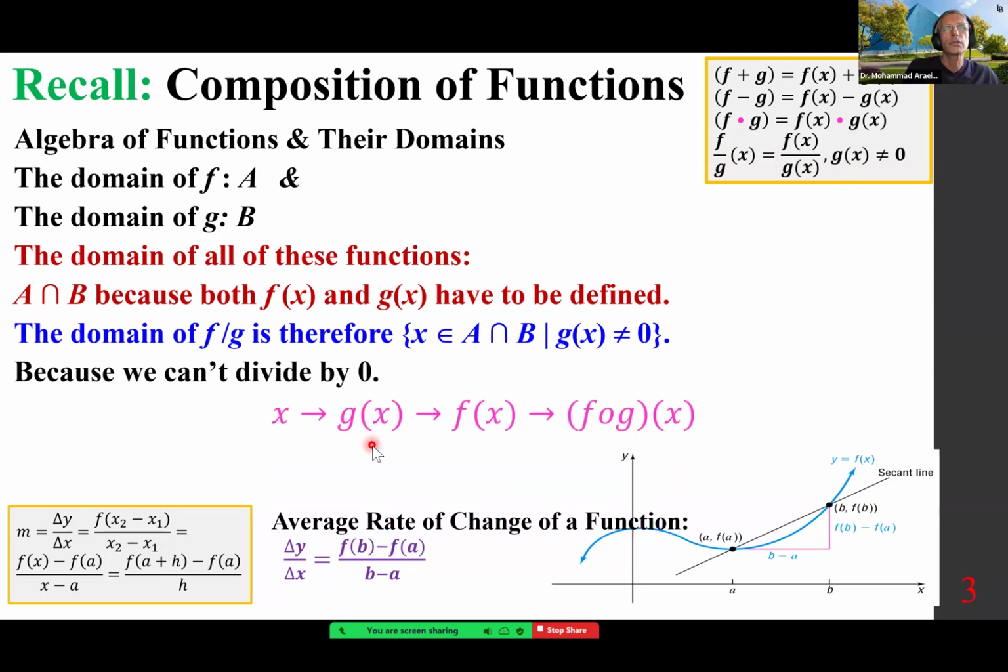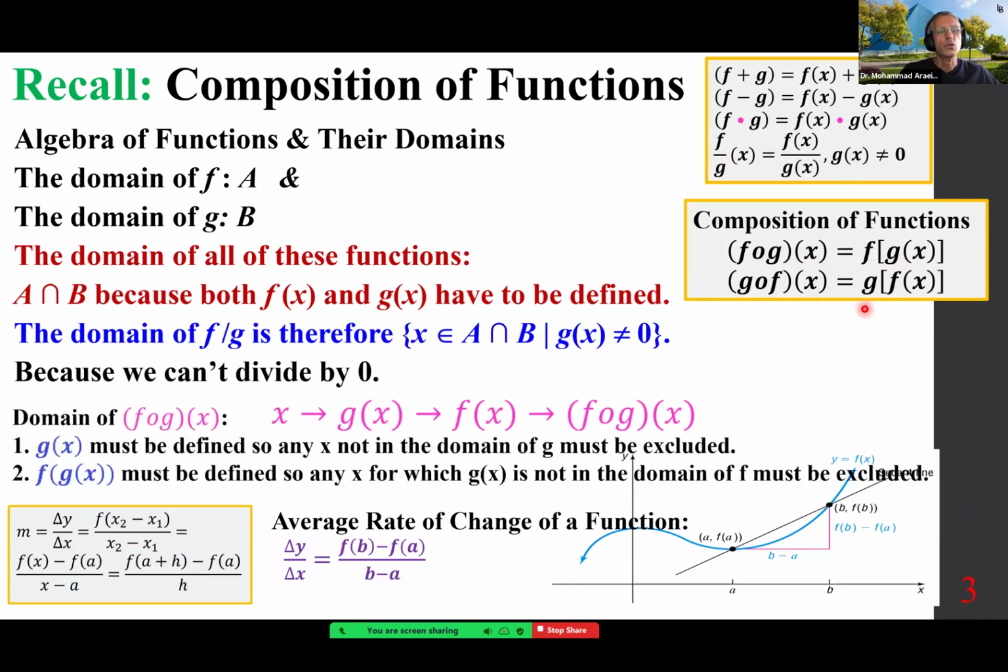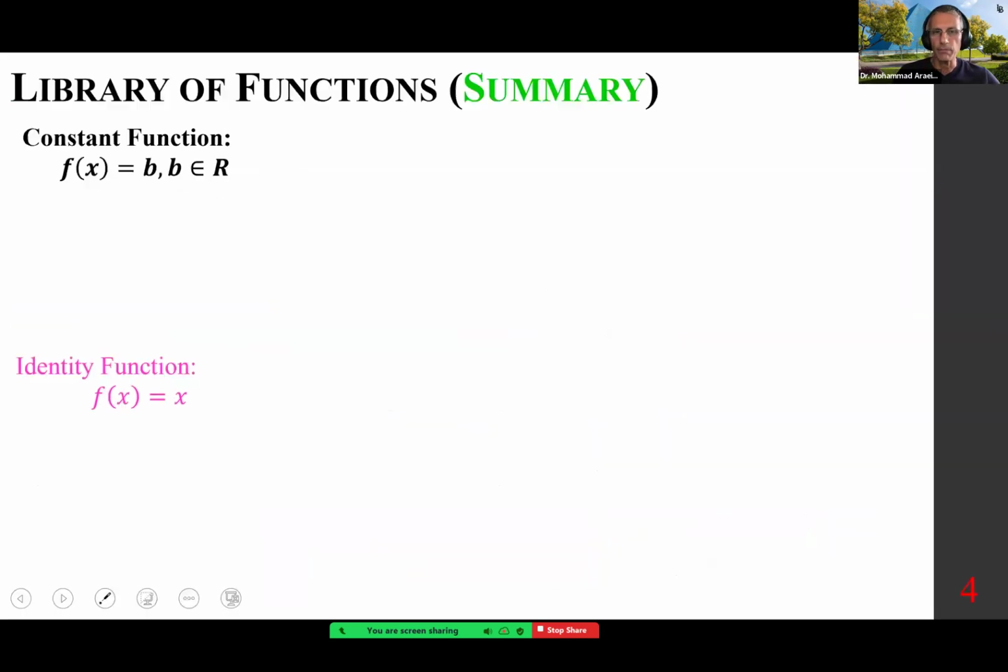So x is in the domain of g, and g of x goes into f, and that creates f of g of x. So the composite function f o g of x is f of g of x, and g o f of x is g of f of x. As far as the domain is concerned, g of x must be defined, so any x not in the domain of g must be excluded. Also, f of g of x must be defined, so any x for which g of x is not in the domain of f must be excluded. I think it's pretty straightforward to see how we find it.